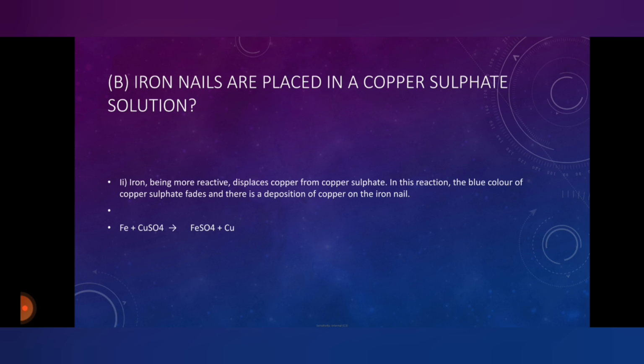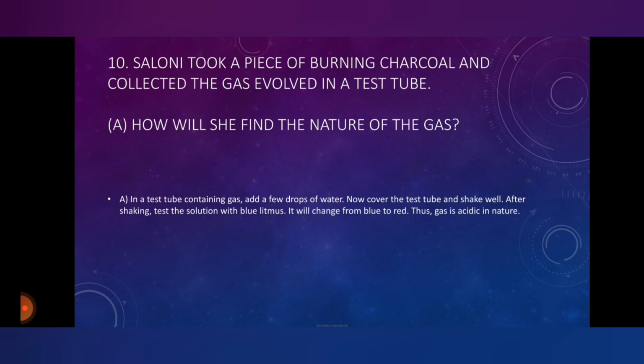Next is B. Iron nails are placed in copper sulfate solution. Answer is iron being more reactive displaces copper from copper sulfate. In this reaction, the blue color of copper sulfate fades and there is deposition of copper on iron nail. Formula is Fe plus CuSO4 equals FeSO4 plus Cu.